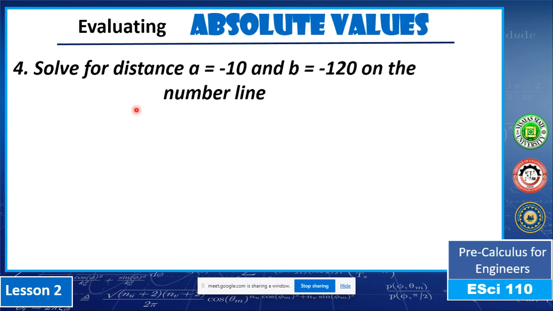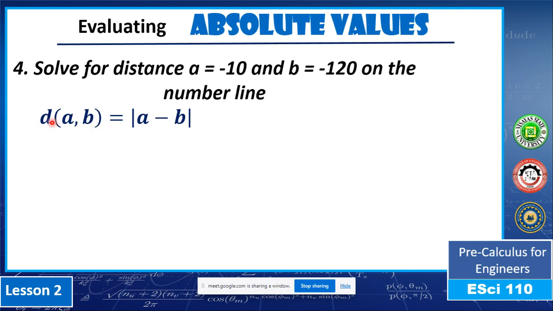So next, how about the distance? For example, if you're given a distance, solve for the distance of the real number a equals negative 10 and the real number b, which is equal to negative 120 on the number line. So let's just write the notation. When we solve for the distance, let's denote this in this way.